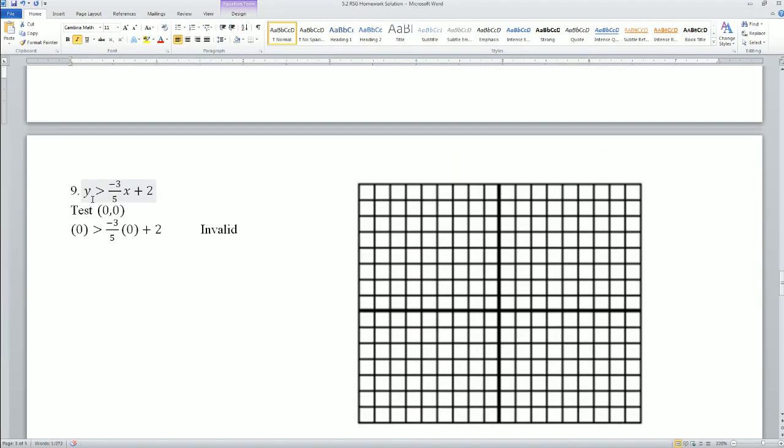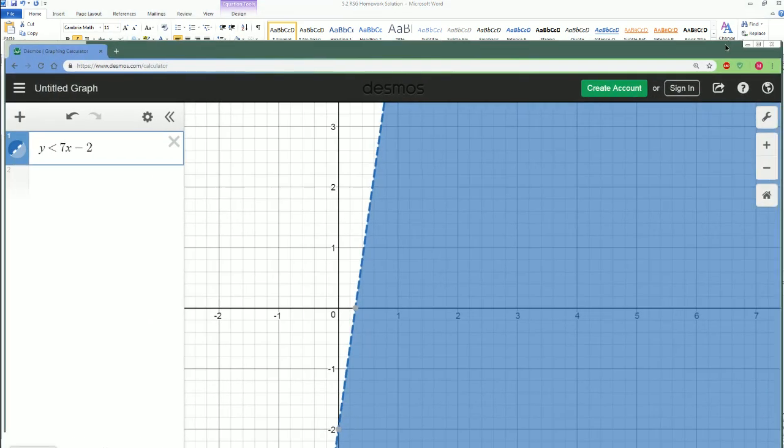Alright, let's look at 9. You have this inequality here. Test 0, 0. We saw that 0 is not greater than 2. So we say that's invalid as well.